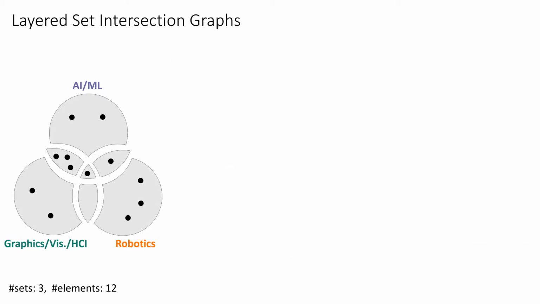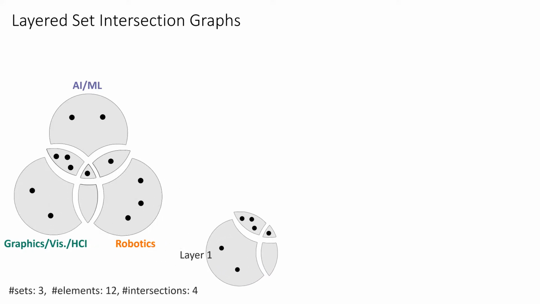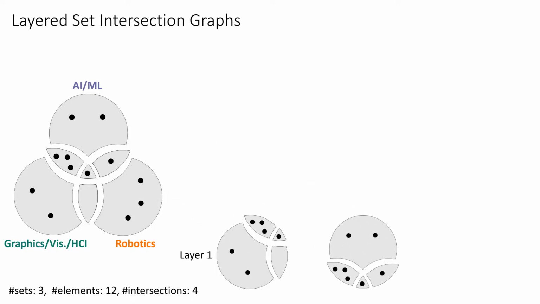First, we compute all the set intersections, shown by segregating regions of the Venn diagram. Next, in layer 1, positioned at the bottom, we place all the regions containing elements that are members of the base set Graphics with HCI. Similarly, we compute all the elements contained in AI/ML and keep them in the bottom layer. We do the same for elements belonging to Robotics.